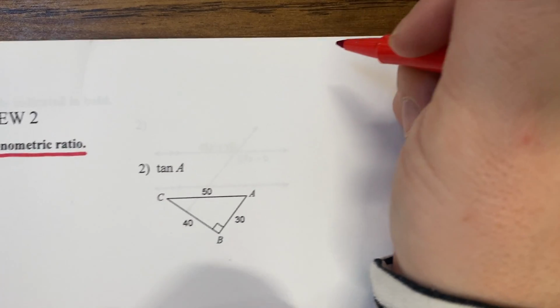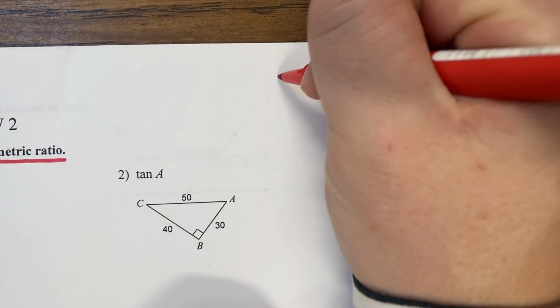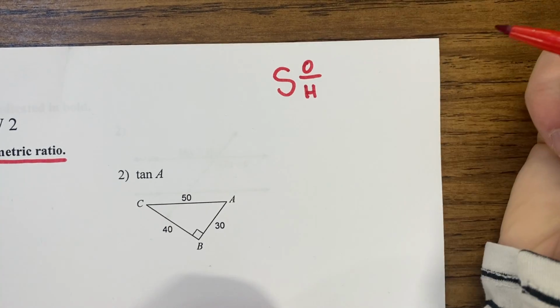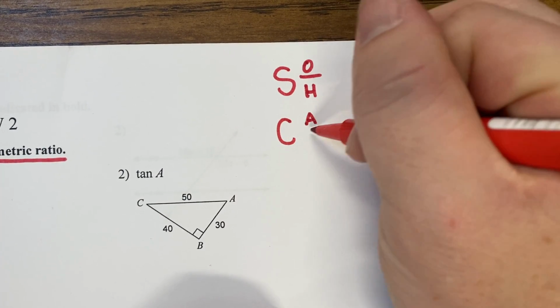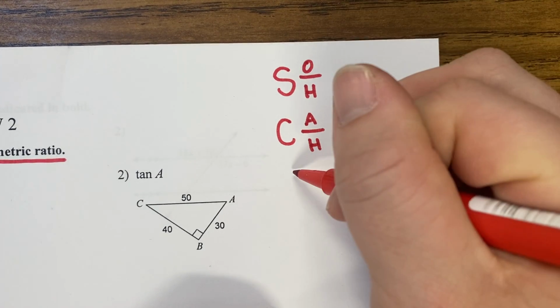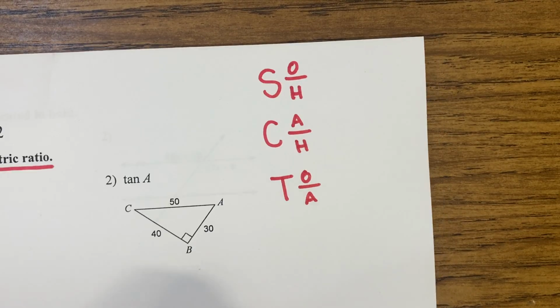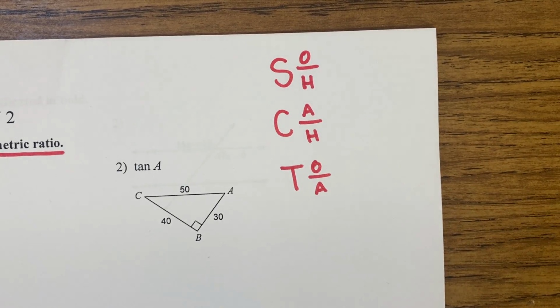We learned that there are 3 trigonometric ratios that we talked about this year. We have sine, which equals opposite over hypotenuse. We have cosine, which equals adjacent over hypotenuse. And then we have tangent, which equals opposite over adjacent. We can think of that as SOH CAH TOA.